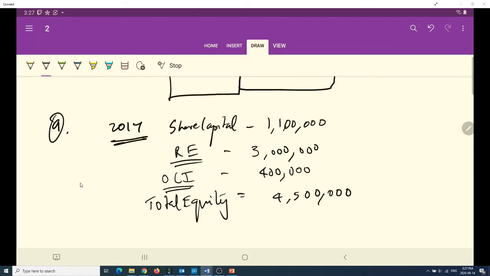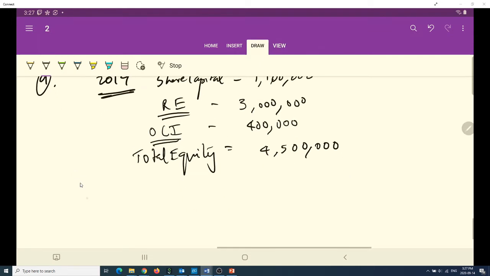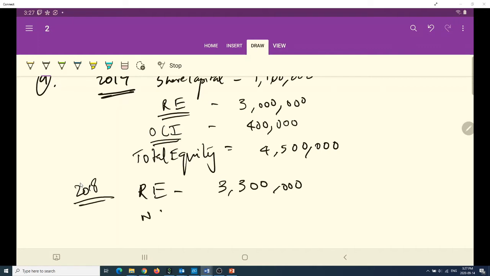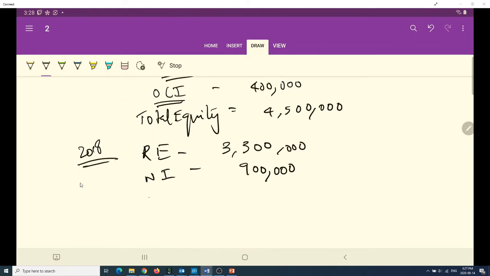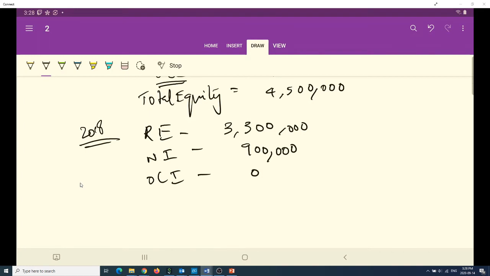Okay, so the year-end 2018 retained earnings was 3.3 million. Net income was 900,000. Other comprehensive income, 0. And there were no stock repurchases or stock issues during that year. So what were the dividends paid by the firm in 2018? So this is your question over here.